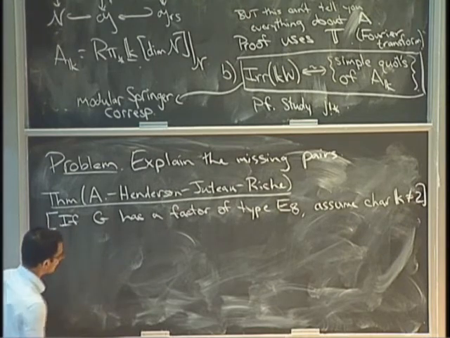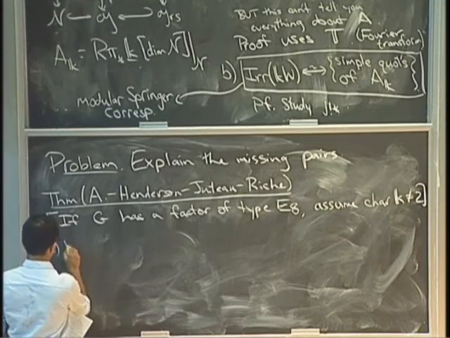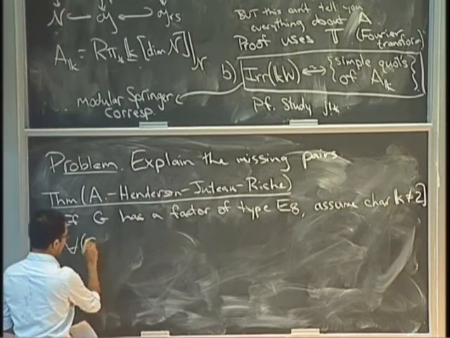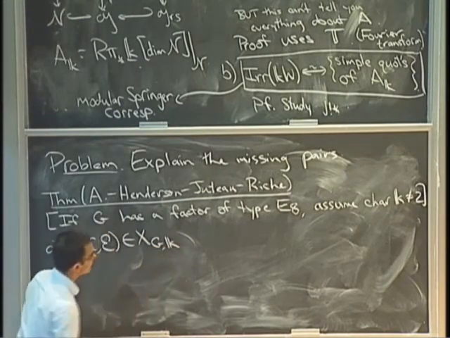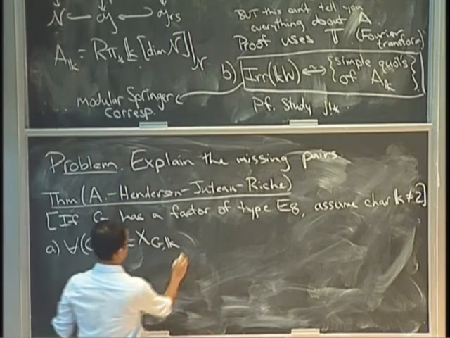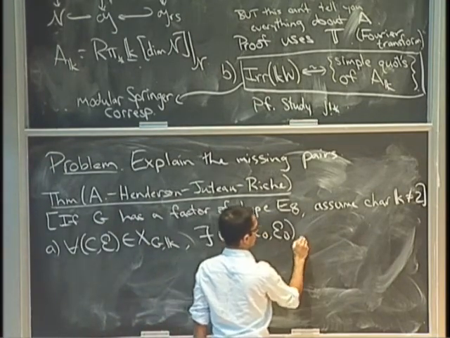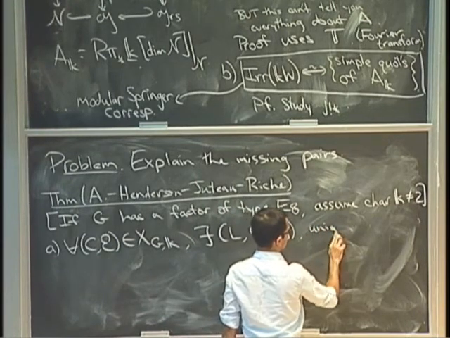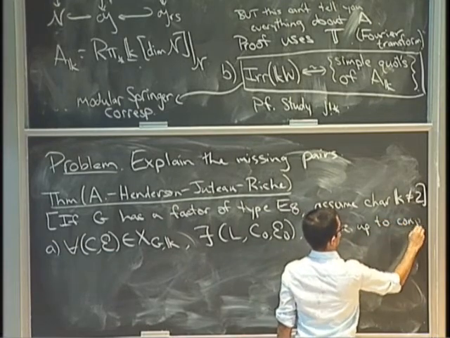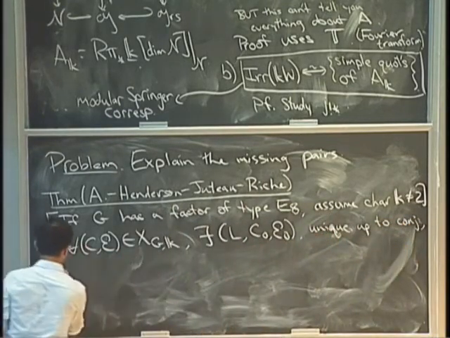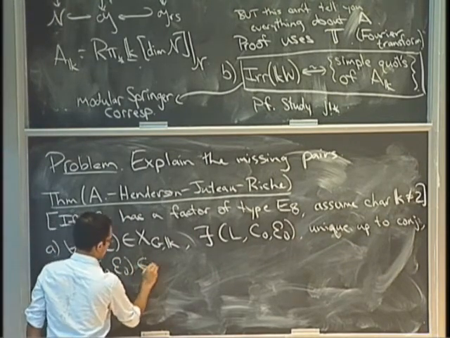So the statement is this. The statements I'm going to write on the board are going to look exactly like statements I wrote yesterday. So for every pair C, E in this set XGK, there exists a triple L, C naught, E naught, unique up to conjugacy, such that C naught, E naught is a cuspidal pair for L.